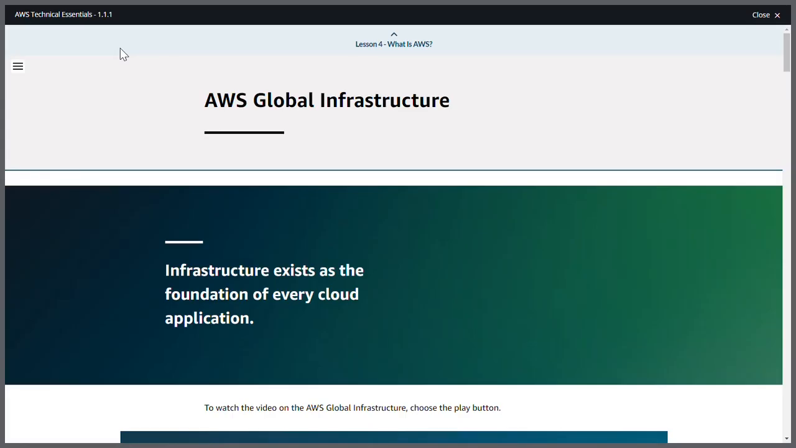So after understanding the benefits of cloud computing and the different types of deployment models on cloud, on-premise and hybrid, we are going to understand how AWS provides all these benefits. That is AWS's infrastructure setup.